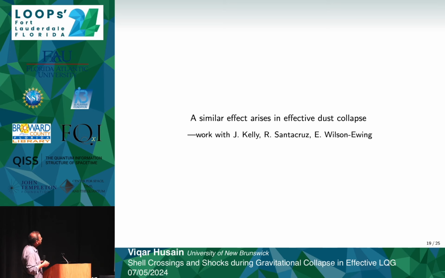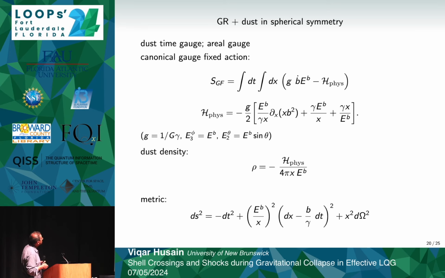And there's some follow-up work on this we did, which I'll come to in a second. So the model we looked at is GR plus dust in spherical symmetry with some choices. So we have a dust time gauge, and we have an areal gauge. And so from this, we get a canonical gauge fixed action. There it is. It's got 2 degrees of freedom, this B and EB.